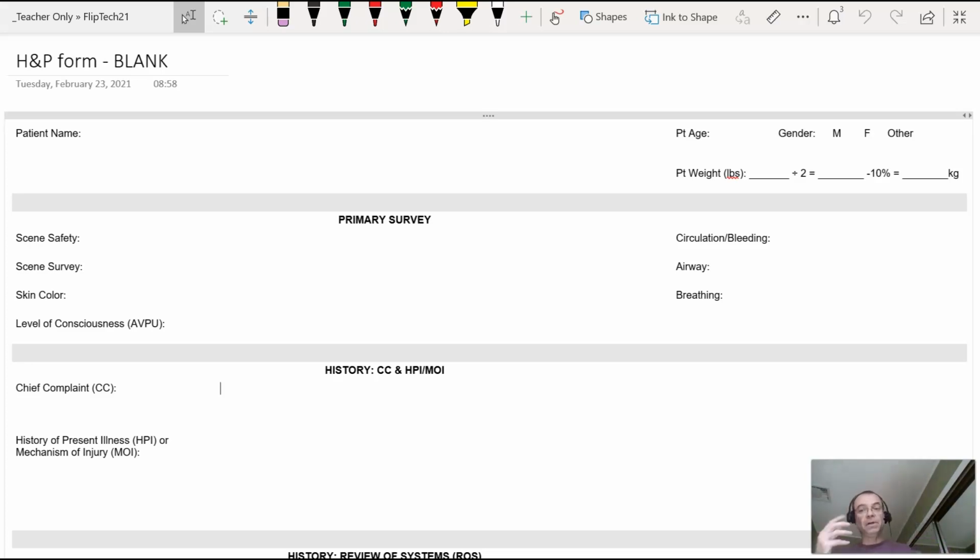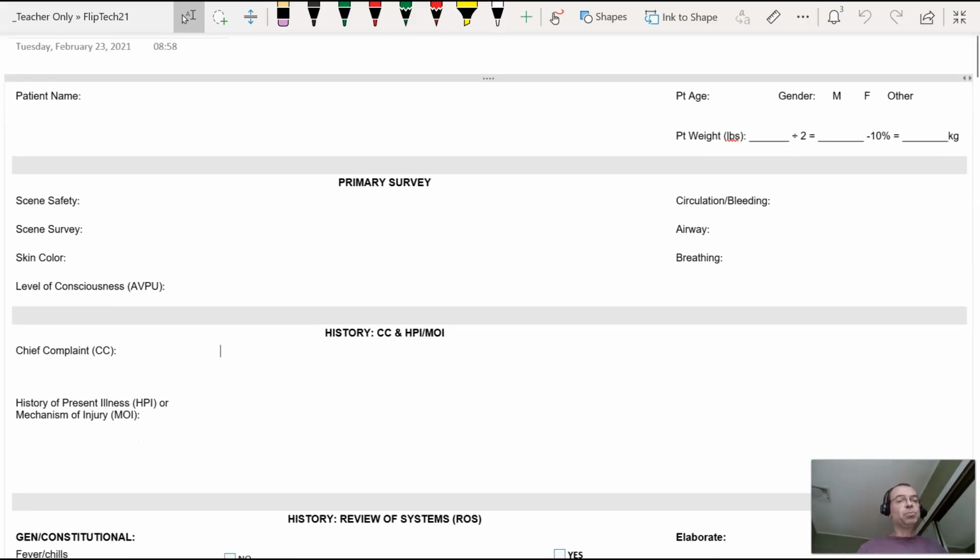We've got the patient name, age, sex, weight. They need to be able to convert from pounds to kilos. The first section is primary survey. We go over scene safety. The scene survey, looking for clues.